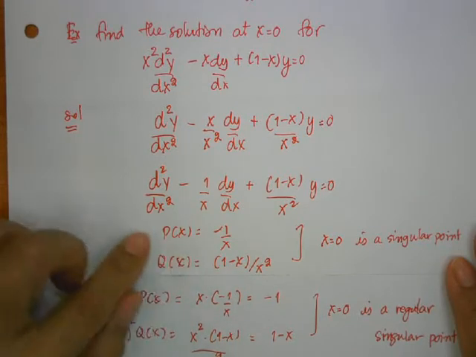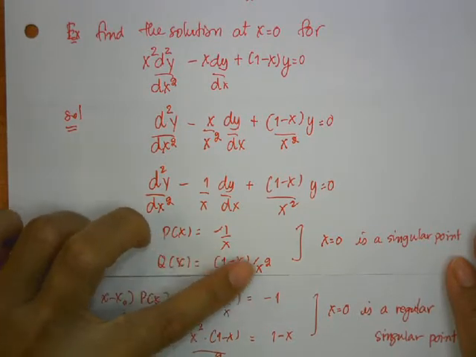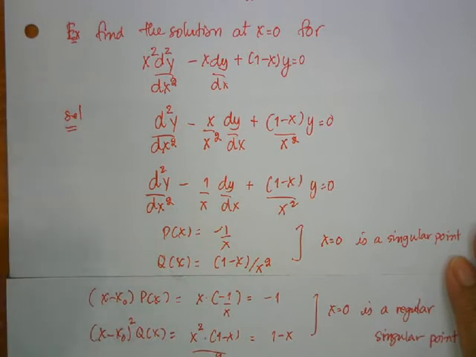Now if you put the value of x equal to 0 into both p(x) and q(x), you would know that both p(x) and q(x) are not analytic, so that means x equal to 0 is a singular point. And then in order to find the solution while x equal to 0, we know that x equal to 0 is a singular point.